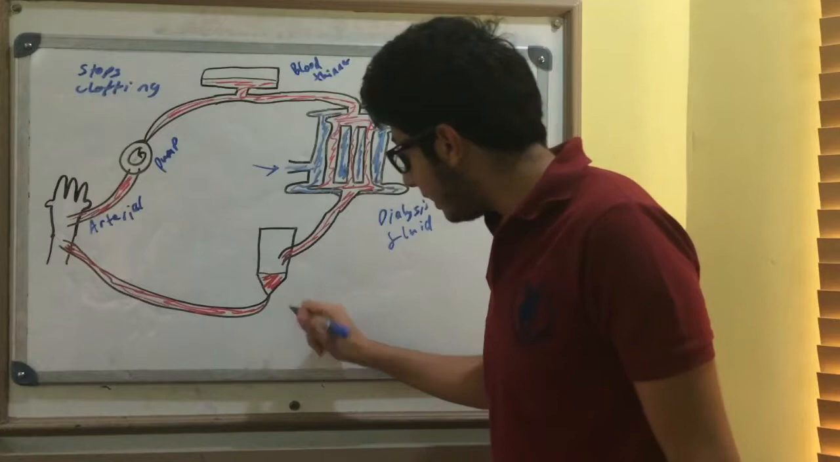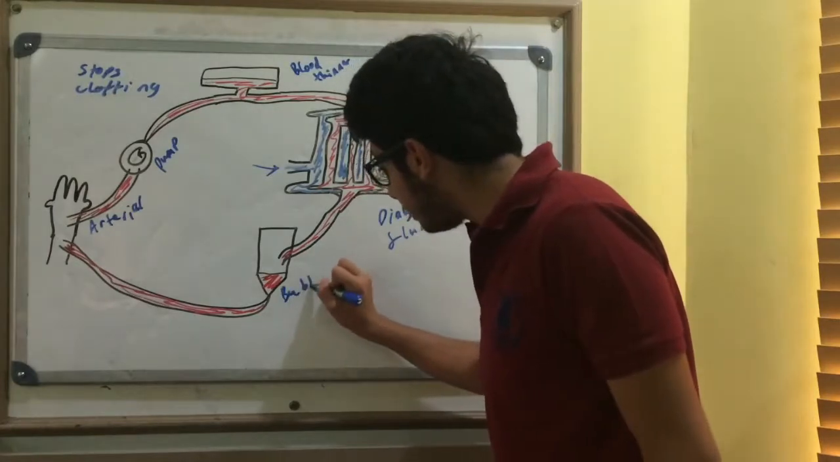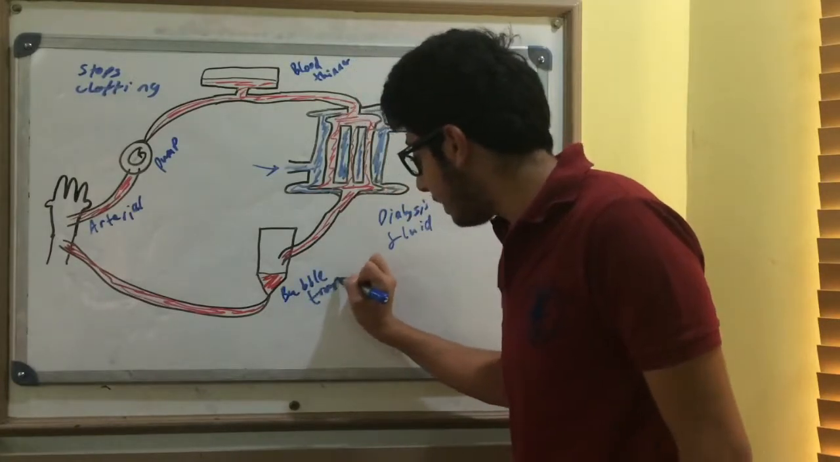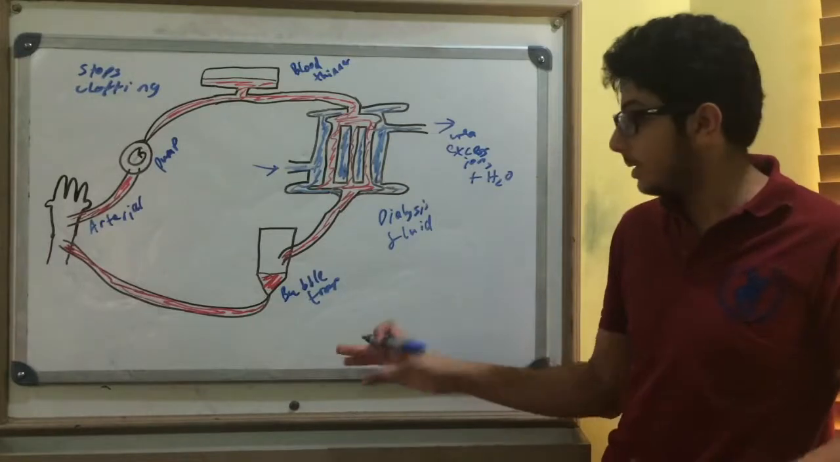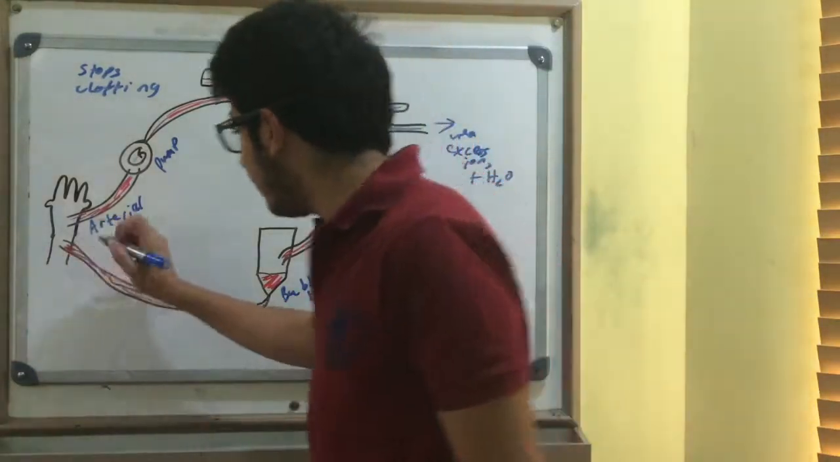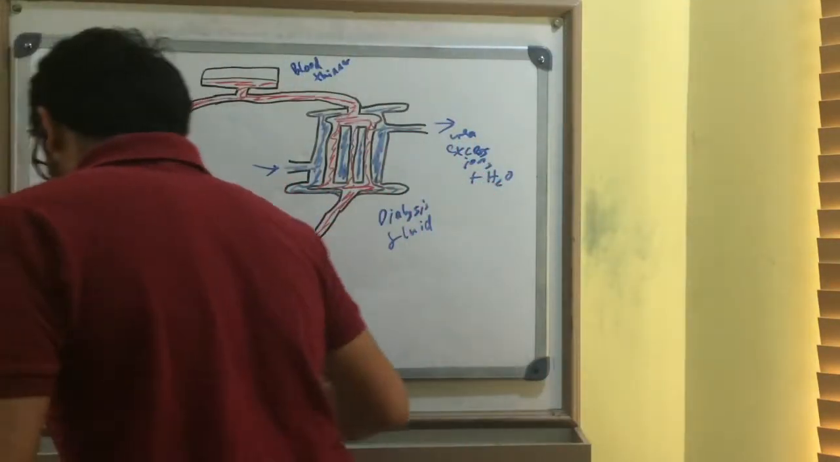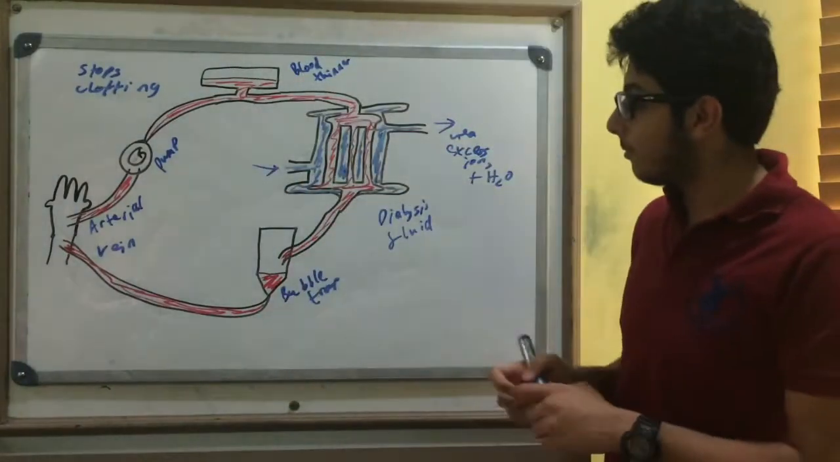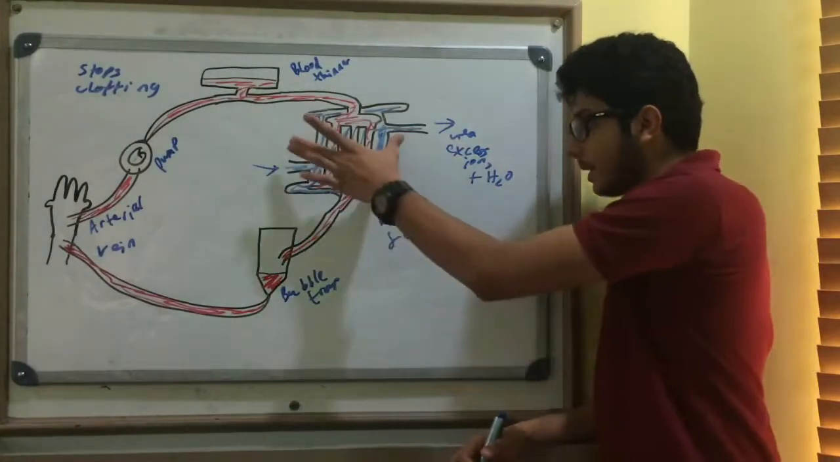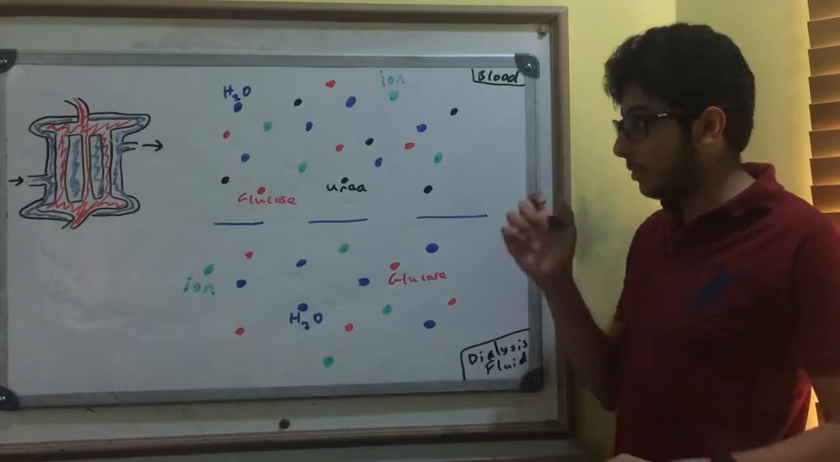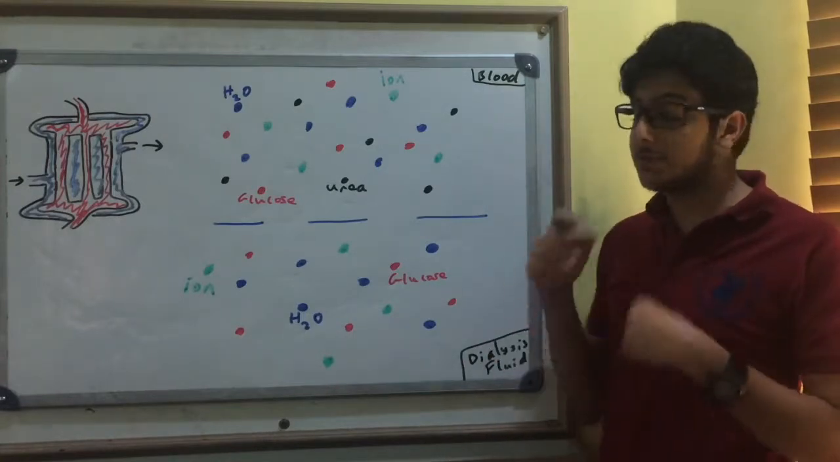Then the blood passes through here, which is a bubble trap. And this bubble trap stops bubbles. So then it goes back here into the veins. Now let's look at this in more detail. Okay, so this process can be quite confusing, so please just focus and listen.